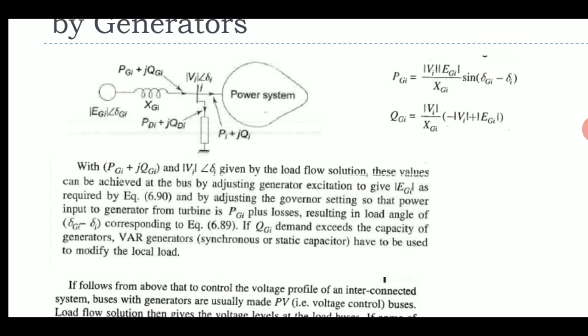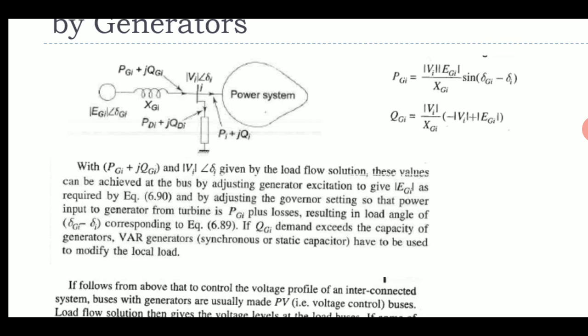The generated Q is changed by adjusting the generator excitation. The generator rotor is excited by a DC power. When that DC excitation is changed, the generated reactive power will also change. So these are how the generated reactive and real power are changed.